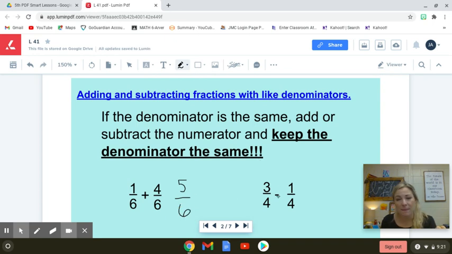Let's take a look right here. We have 3/4 minus 1/4. Well, first of all, we check right away, are the denominators the same? Yes, they're both 4. Then we work with our numerators. I'm just going to bring that over right here. Okay, 3 minus 1 is 2.